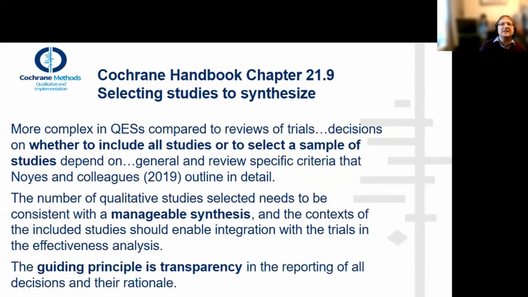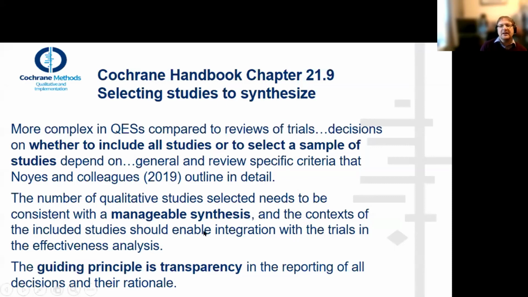Now, if you look at our chapter in the Cochrane handbook on the qualitative studies, you will see that the process is more complex than is required for reviews of trials. And this is because you're not just making an assessment according to the relevance of the material, but you're also looking for the fitness for purpose. And this means that you need to have a number of criteria, some of which are general criteria and others of which are review specific. And the objective is to end up with a manageable synthesis.